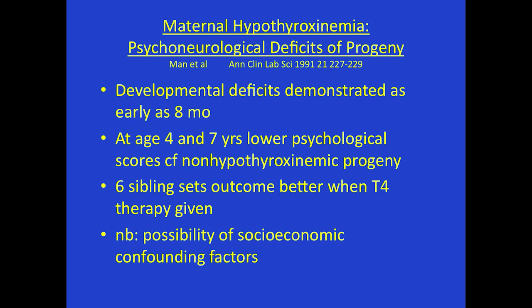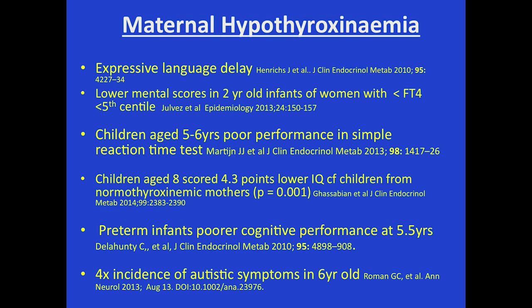Now, maternal hypothyroxinemia and impaired neurodevelopment has actually been observed many years ago by Evelyn Mann, and she noted developmental deficit as early as 8 months and lower psychological scores when the children were between 4 and 7. And when she treated sibling sets, the outcome seemed to be better. But in those days, the socioeconomic confounding factors and the sophistication of analysis was not generally employed, and so these data were not seized upon, as it were. But more recently, we have had data to suggest that maternal hypothyroxinemia does seem to be associated with impaired neurodevelopment.